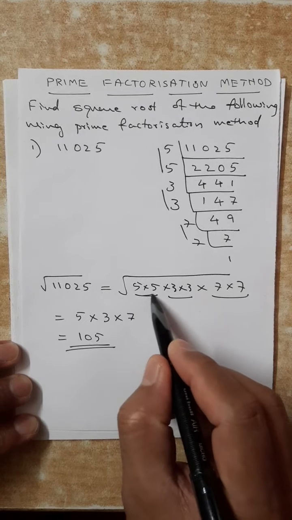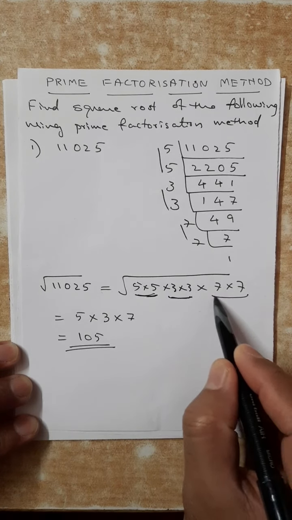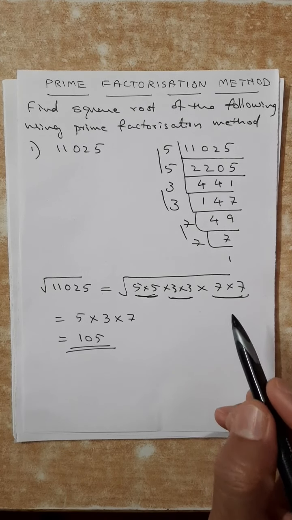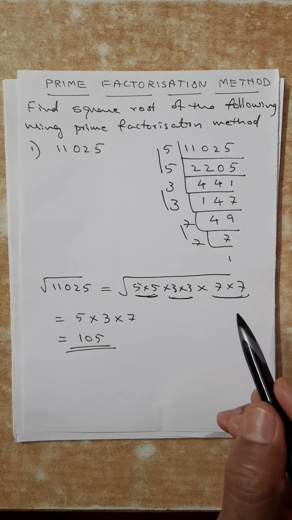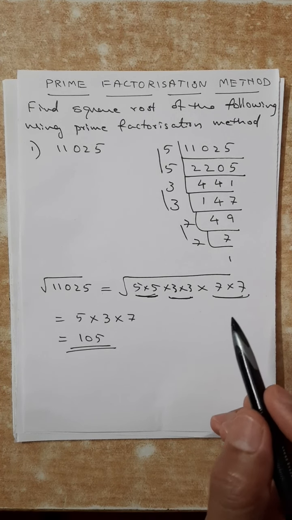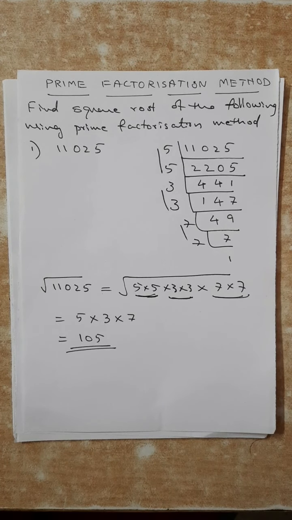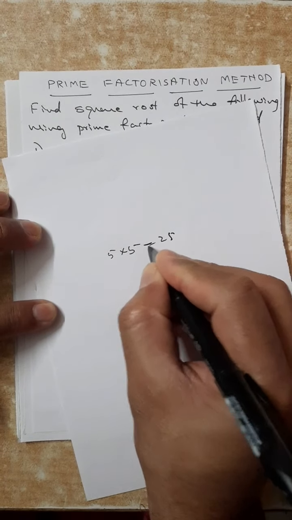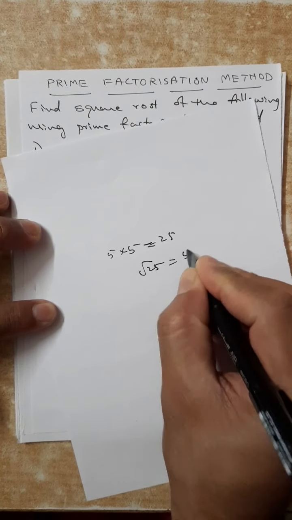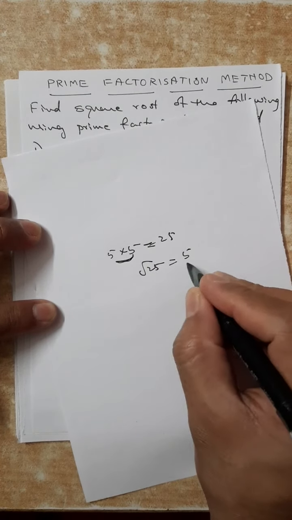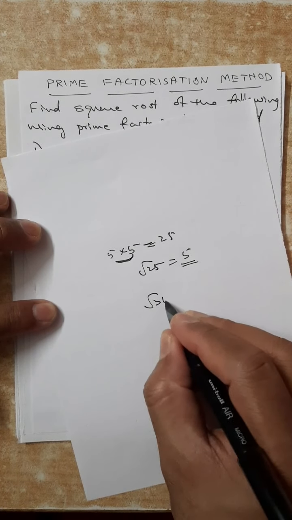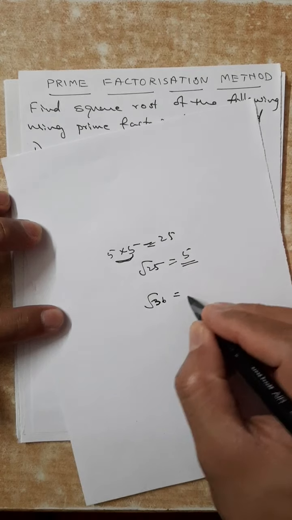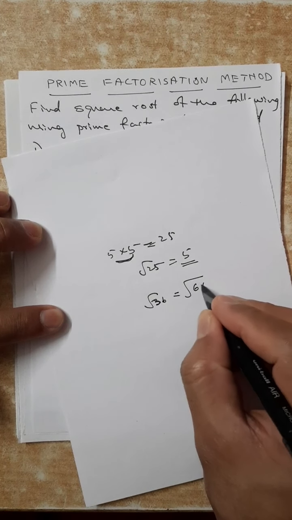So we are making pairs: 5 into 5, 3 into 3, 7 into 7, groups of 2. Because we know square root of 25 means 5, because 25 is the same as 5 into 5. 5 into 5 is 25. Therefore square root of 25 is 5. From each group of 2 we get 1 as the square root. Square root of 36 is the same as 6. Why? Because square root of 36 means square root of 6 into 6.